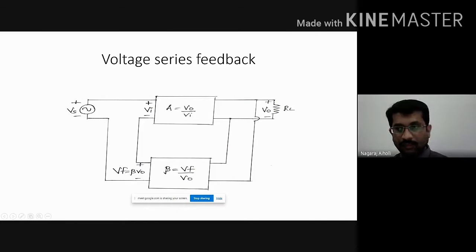Because the feedback voltage applied here is in opposite polarity with respect to Vs. It is positive here, then negative here, negative to positive. Therefore, as the feedback voltage is in opposite polarity with respect to the input, that is why it is called negative feedback.